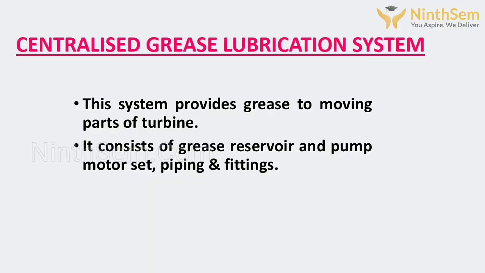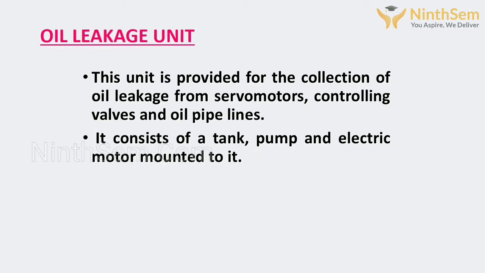Centralized grease lubrication system. This system provides grease to moving parts of the turbine. It consists of a grease reservoir and pump motor set, piping and fittings. Oil leakage unit. This unit is provided for the collection of oil leakage from servo motors, controlling valves and oil pipelines. It consists of a tank, pump and electric motor mounted to it.